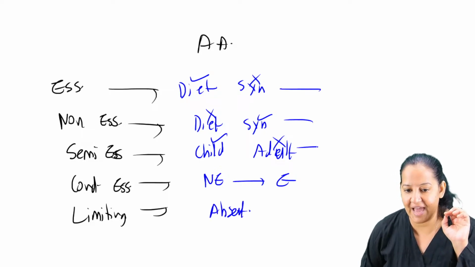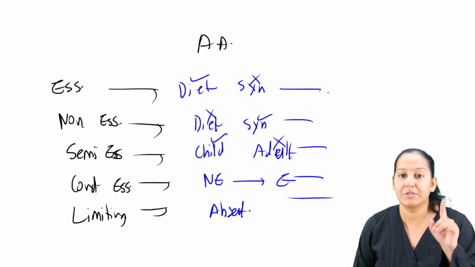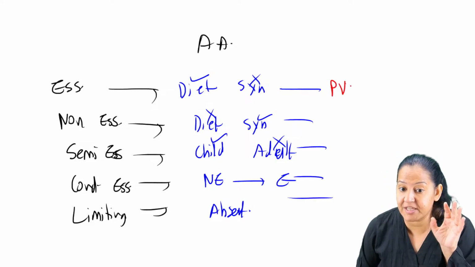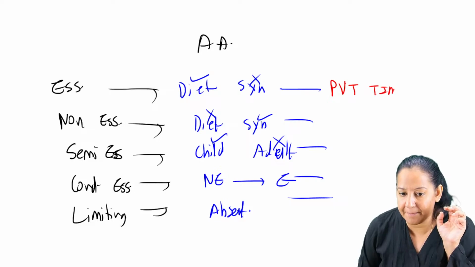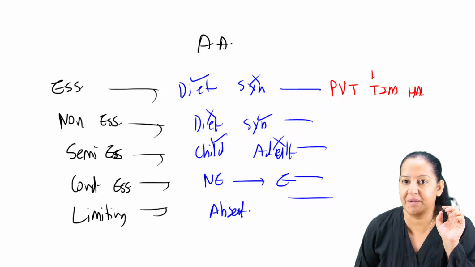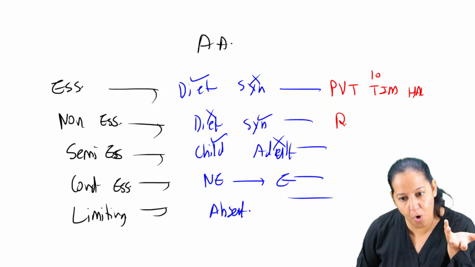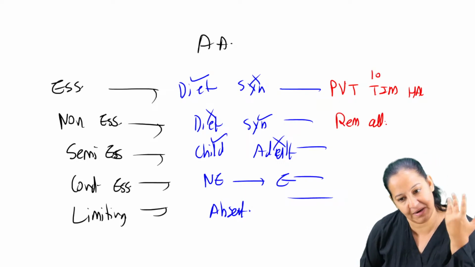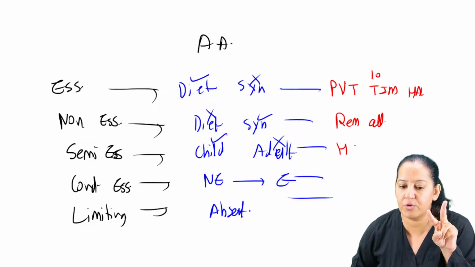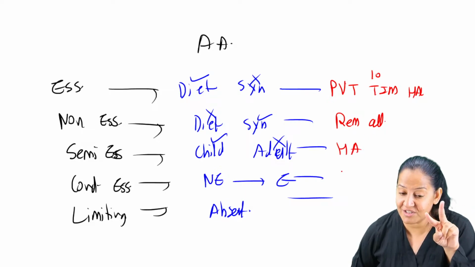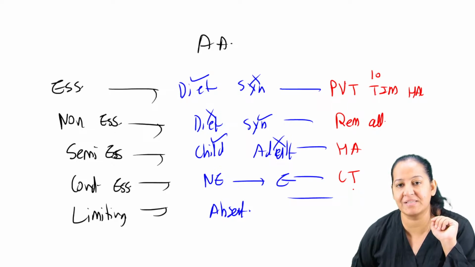Now we will see the examples of each of them quickly. Essential amino acids, there are 10. The mnemonic is PVT TIM HALL, PVT TIM HALL. Total 10 are there. The remaining all will fall in non-essential. Don't learn the list. Semi-essential are only 2, arginine and histidine. Conditionally essential are 2, cysteine and tyrosine. So please learn cysteine and tyrosine, histidine and arginine.